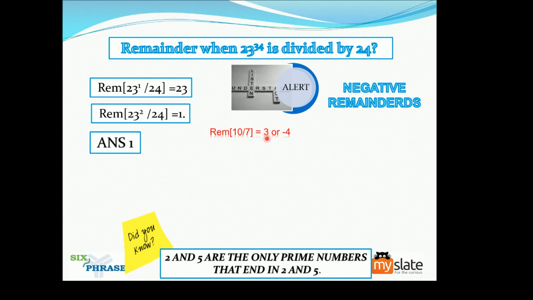Instead of going forward, I'm going backward. If I go backward, I go into the negative space. So from here to here it is plus 3. From here to here it is minus 4. So by finding the positive remainder, you also find the negative remainder.